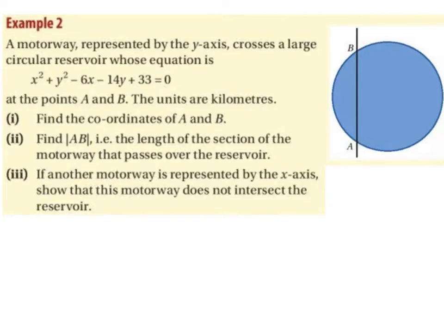So find point A and find point B. Part 2, find the distance between A and B, the distance from here to here, i.e. the length of the section of the motorway that passes over the reservoir. Part 3, if another motorway is represented by the x-axis, show that this motorway does not intersect the reservoir.